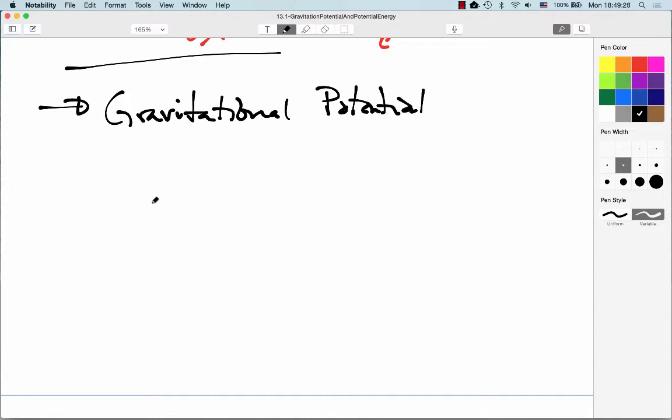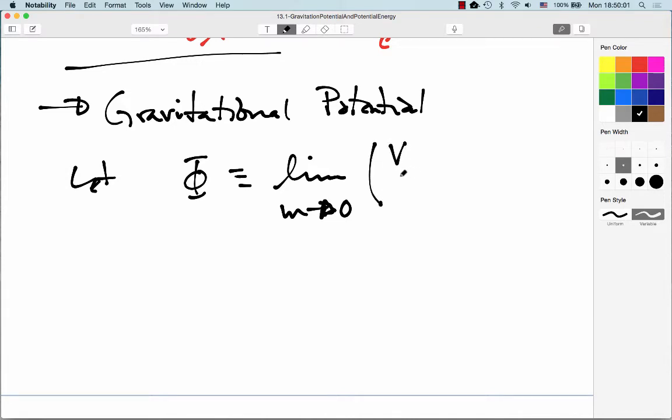We imagine some small mass, and we need it to be small so that it doesn't disturb the gravitational field, doesn't disturb the collection of the other masses in the area significantly. And we'll then just define the gravitational potential phi to be the limit as this test mass, so it doesn't even actually have to exist, we can just make it a mathematical construct, as that mass goes to zero, it'll be the potential energy of the system with that test mass divided out.